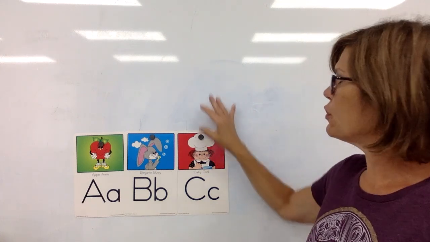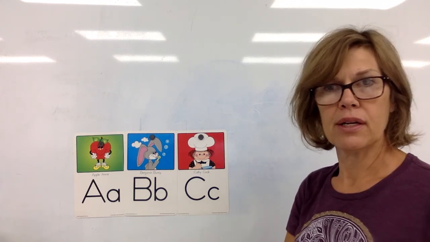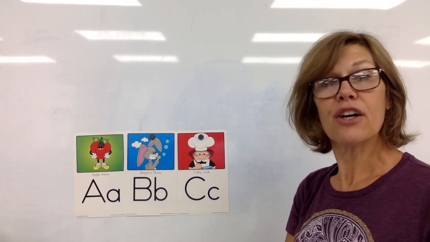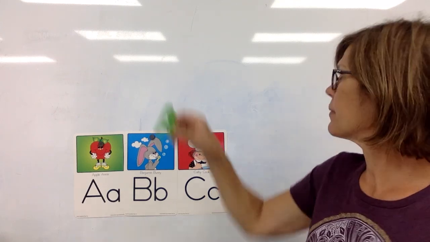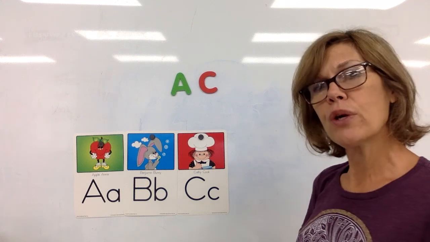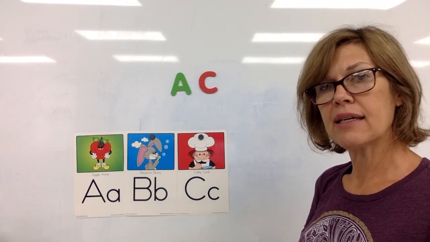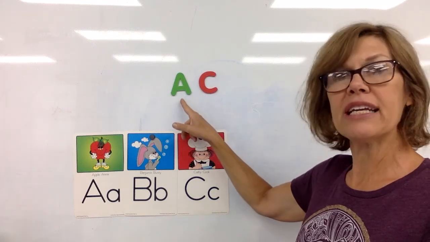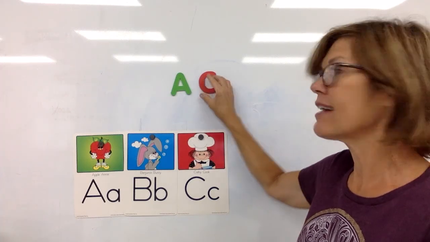Now let's play a little game. I'm going to put 2 letters on my board. You help me decide which letter is the letter C. Are you ready? I'm putting up a green letter and a red letter. Which letter is the letter C? The red is the letter C. The green is the letter A.